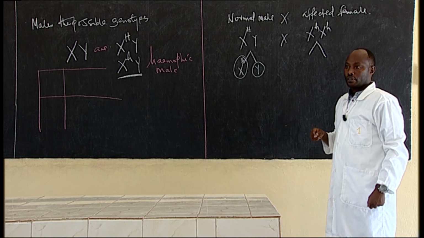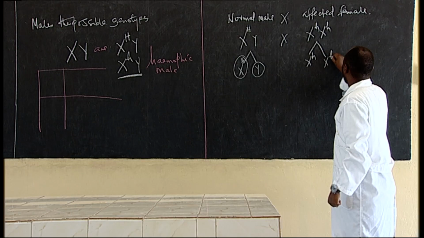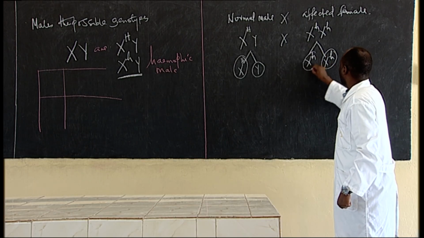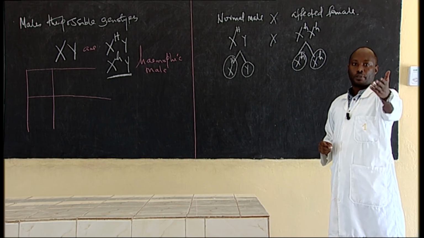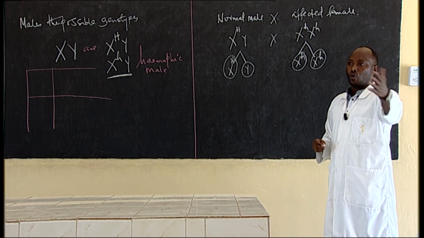Follow me very well, okay? We're going to have X, H small, and X, H small. Circle the gametes for the mother. We want to see the offspring that are going to be produced. Are the offspring going to be affected or not affected?